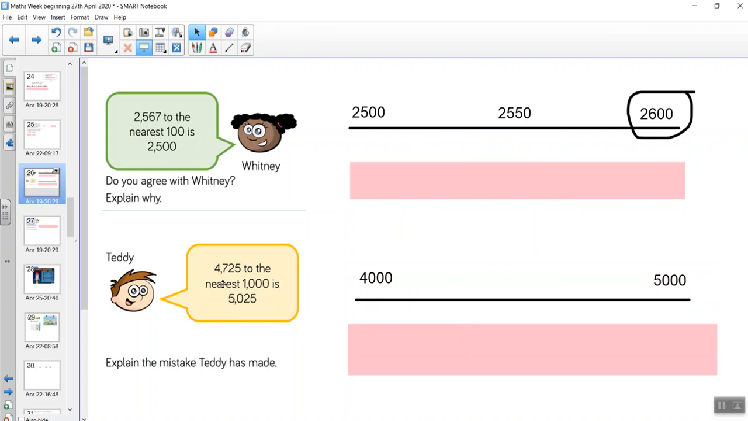Okay, now if I want to round 4,725, I'm either going to round it down to 4,000 or I'm going to round it up to 5,000. And that 4 is my target place, and it's the 7 that's going to help me decide. The 7 is bigger than 5, so that means it's further down my number line here. So 4,725 rounds to 5,000. So Teddy got that little bit right, but he forgot to replace the digits in the tens and the ones with zeros. You see there, he's forgotten to replace the digits in the tens and the ones with zeros. Sometimes we make that mistake.